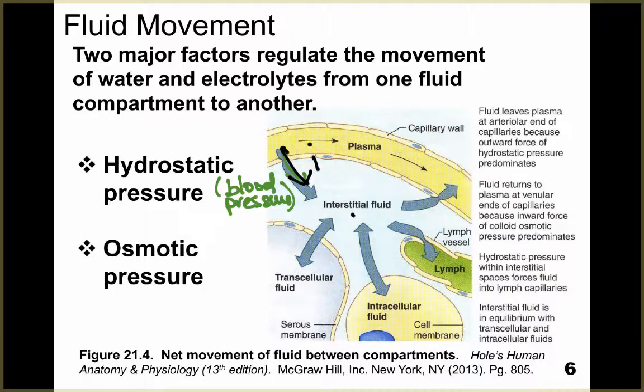And so you can see here that the predominant pressure to get fluid from the plasma to the interstitial fluid is hydrostatic pressure. Now, if fluid is going to return at the end of the capillaries, it's going to be predominantly because of osmotic pressure. When fluid is getting taken back in by the lymphatic system, it's predominantly due to hydrostatic pressure. And you can see in these areas there's no one-way flow; it's an equilibrium, so water is not overwhelmingly going in or out. These are the two main pressures responsible for the movement of fluids.